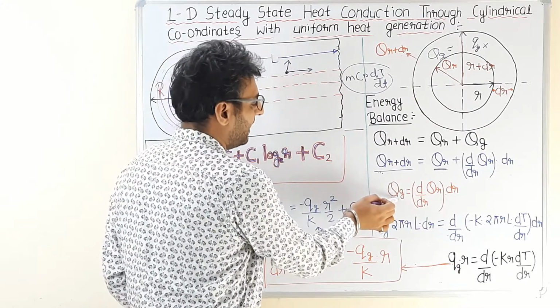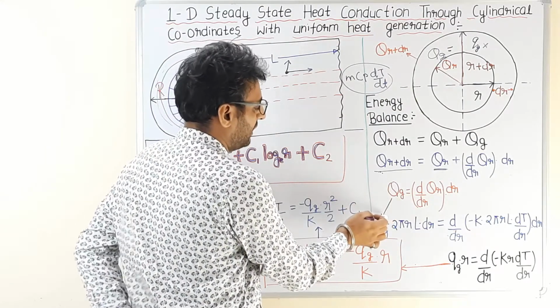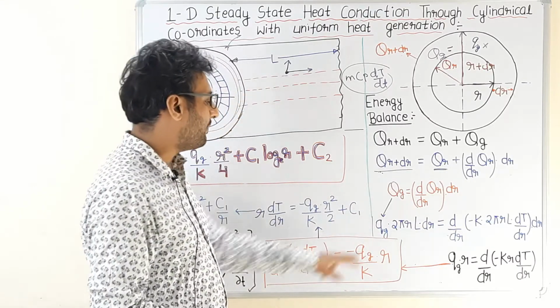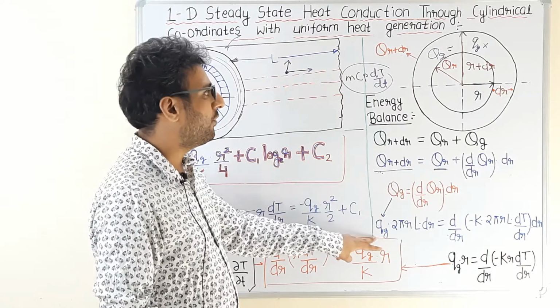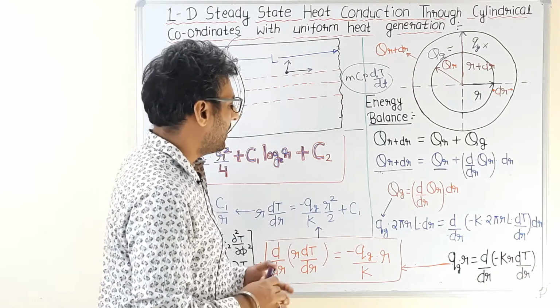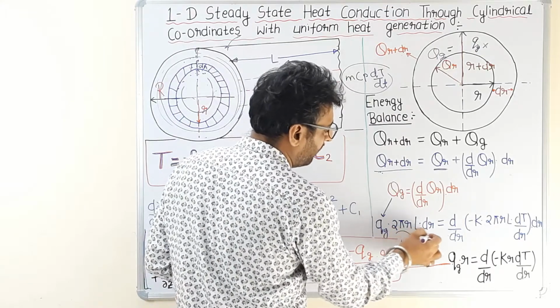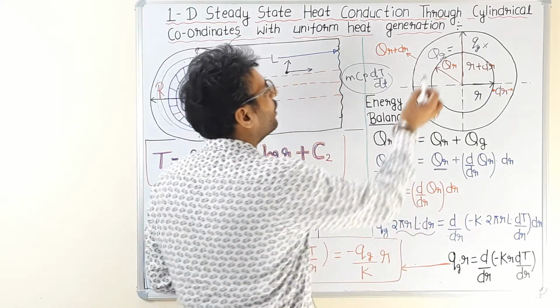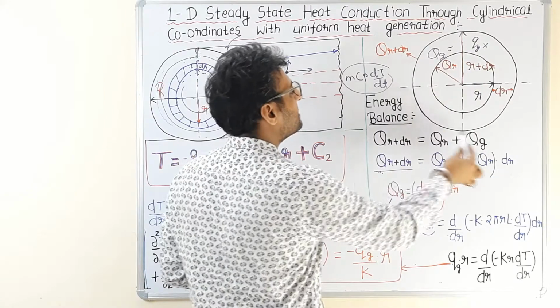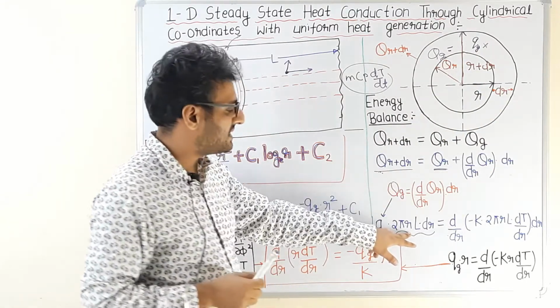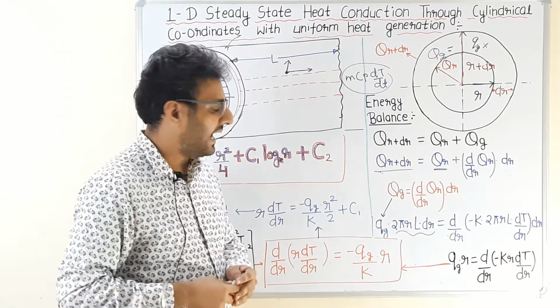Total heat generated can be shown in the form of heat generated at a point. Heat generated at a point means heat generated per unit volume. When heat generated per unit volume is multiplied by the volume of the element, we get the total heat generated in this element. Now the volume of the element is basically 2 pi r L into dr.